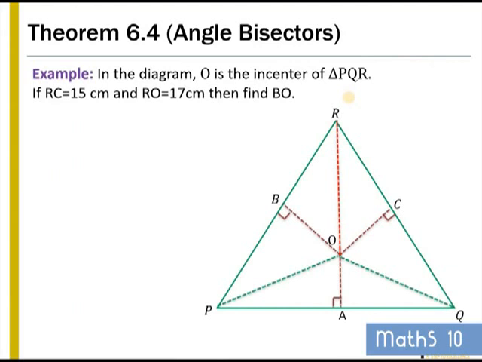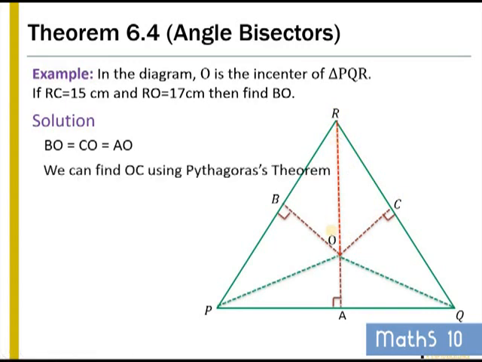Example: in the diagram, O is the incenter of triangle PQR. If RC is 15 cm and RO is 17 cm, then find the length BO. To do this, we know that BO, CO and AO are all equal in length. We also know that RC here is 15 cm and RO here is 17 cm, so we can use Pythagoras' theorem to find OC.